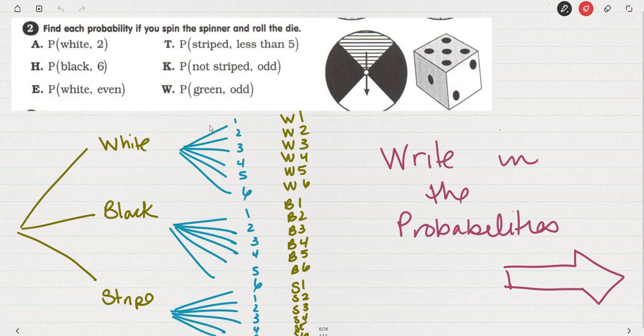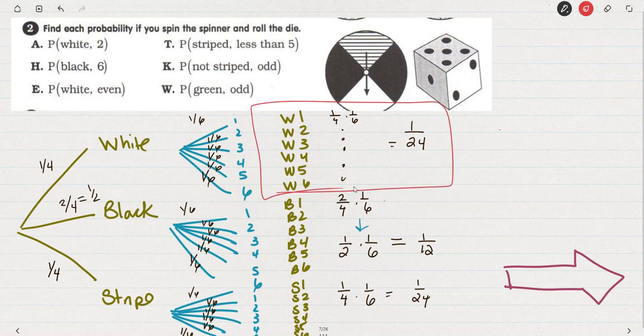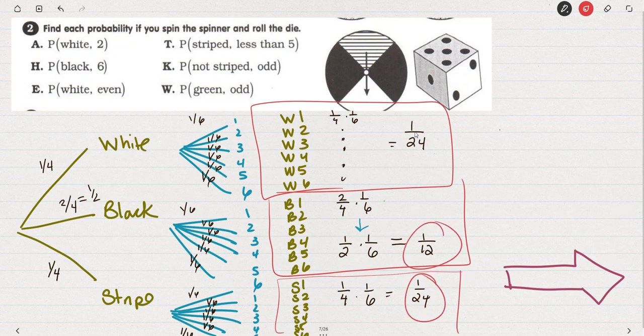What is a little bit easier with this one is that the probability for anything on the die is 1 in 6 all the way down, right? So we could put 1 in 6 for all 18 of the dice rolls in blue. But when you get the probabilities, you see this pattern that all 6 of these behave the same way, 1 in 24. Once we spin black, all 6 outcomes that started with a black land on 1/12. And then for the stripe, all 6 possibilities that started with a stripe give us a 1 in 24 chance, just like starting with a white.